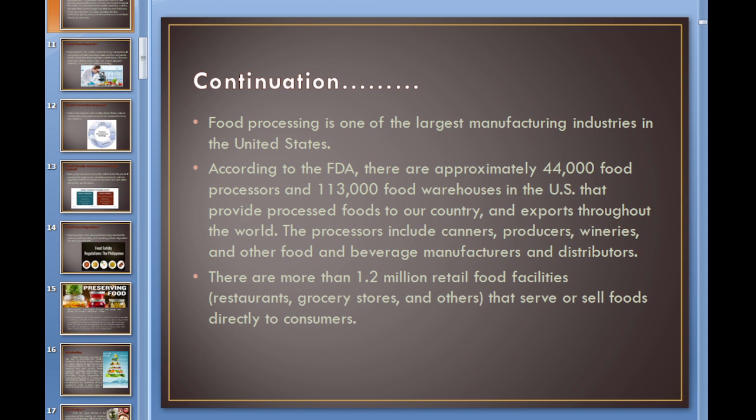And always remember, when we are talking about business, there are many chances in terms of food business because of the warehouses and production areas. So it has been said that it provides processed foods to the country and for export throughout the world. The processors include canners, producers, wineries, and other food and beverage manufacturers and distributors. So it is not only for food consumption, but it is also good for food business.